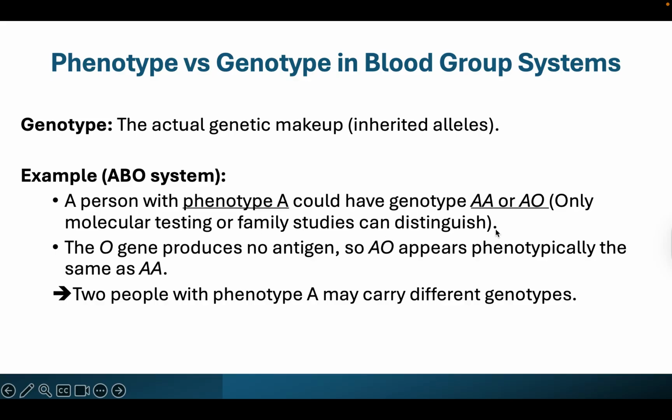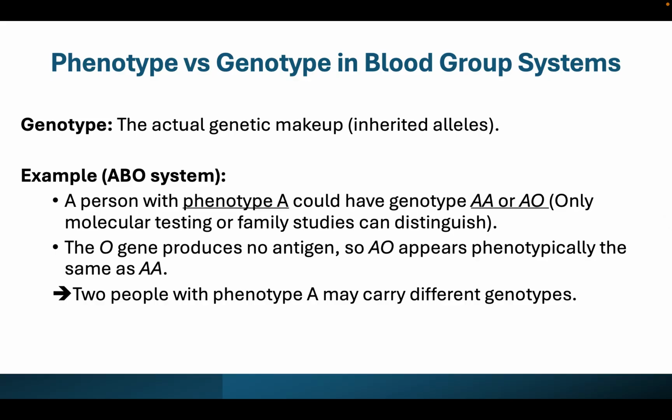So either I test the allele and see what allele the person inherited from his mom or his dad, or I can track the phenotype through the family. What's the blood group of mom? What's the blood group of dad? What is the blood group of the sisters and brothers, to be able to distinguish between these two genotype makeups.